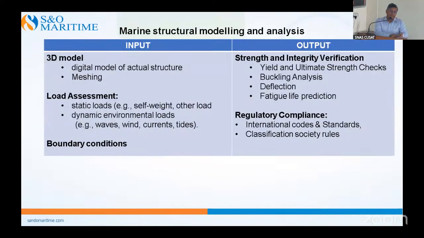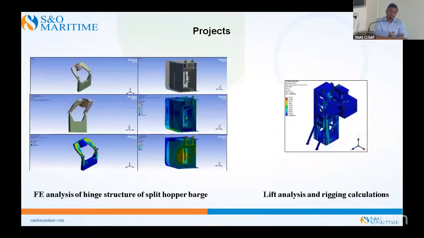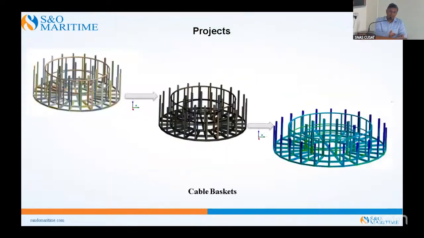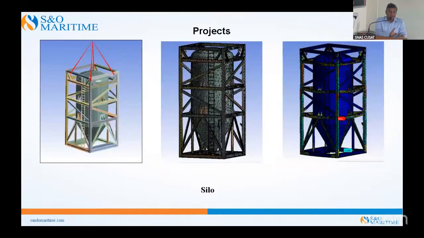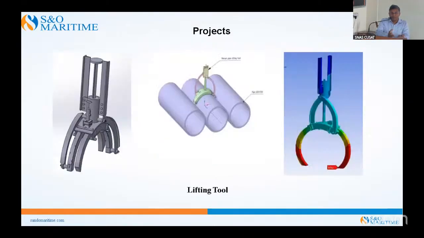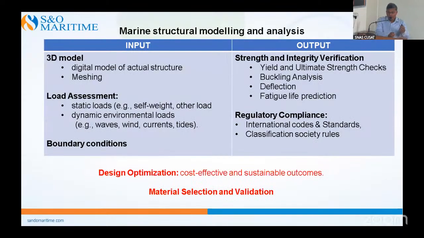Some of the projects where we have used FE models are the hinge structure of a split hopper barge, lifting analysis, cable baskets, a silo used for grouting the monopiles, and some tools. The one on the right is more interesting to me, because I work with some yards, especially some sister concerns, where we give the drawings and they construct it.